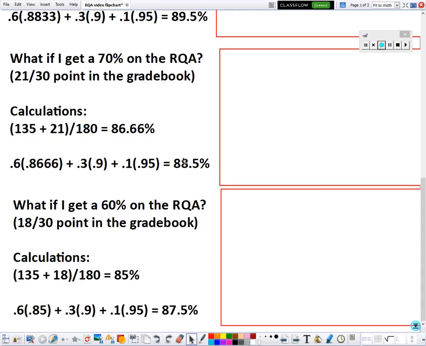And then lastly, I have here, what if you get a 60%? That takes the student to an 87.5. What I didn't calculate is, let's do what if they got a 90%.